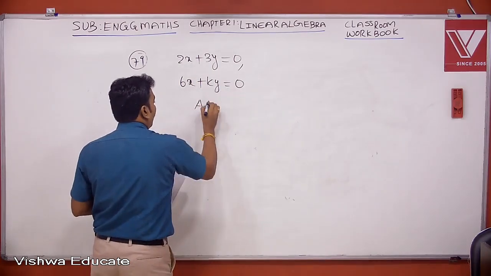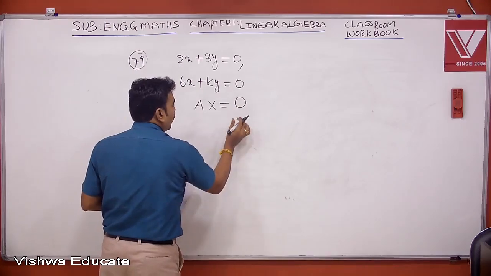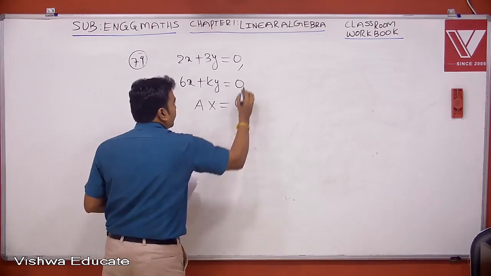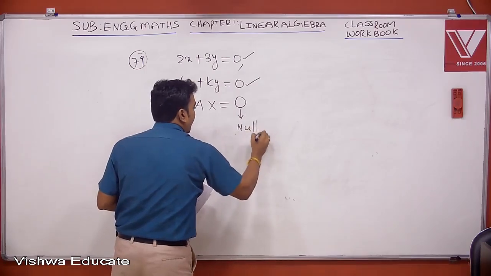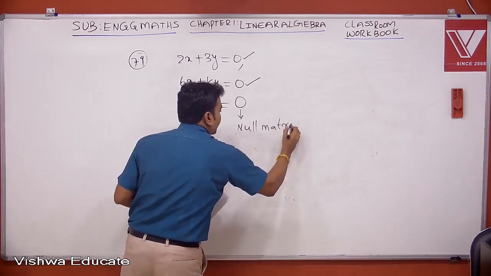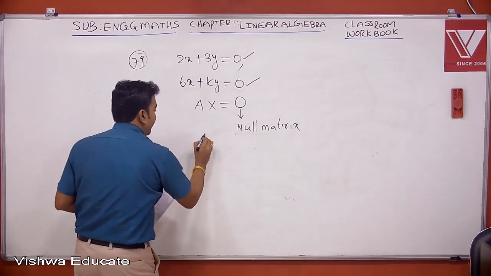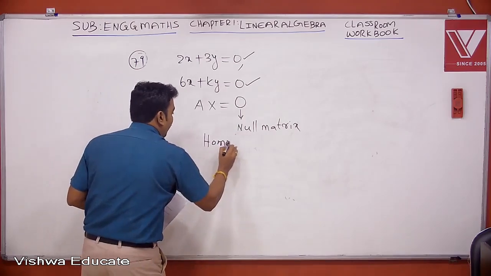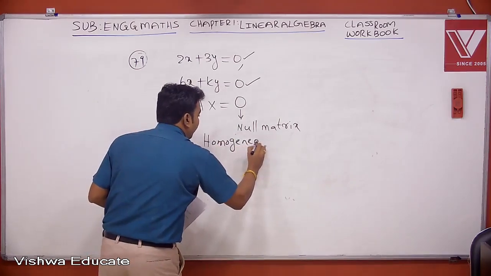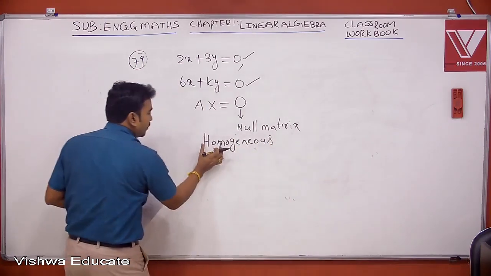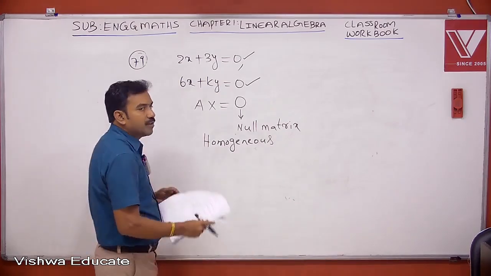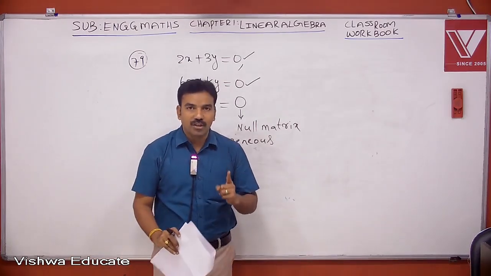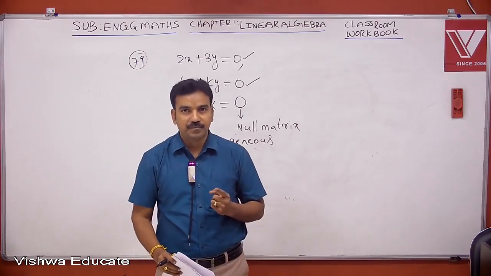Basically, this is in the form Ax = O. O means it's a null matrix because on the right side we have two zeros. Therefore, this is a homogeneous system. Because the RHS of every equation is 0, such a system is called homogeneous. Non-trivial solution means at least one variable in a solution is not equal to 0.